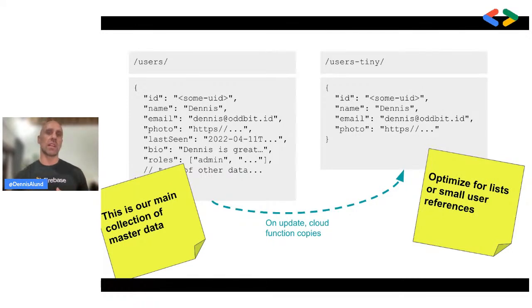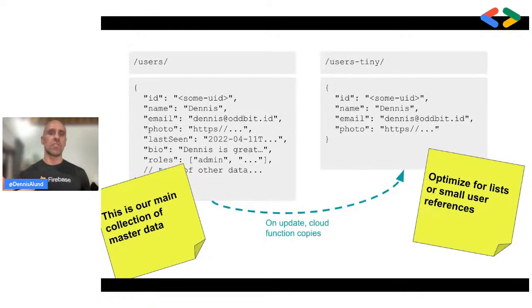Then we could create a collection, in this case, called users tiny. Then we have the main collection of users, where maybe only I'm allowed to look at my own user. I'm not allowed to look at any other users. For any change in this main collection of master data, we're using Cloud Functions, for example, on an onUpdate event, to move some parts of the data into this users tiny collection, which only contains the relevant information for anyone to see.